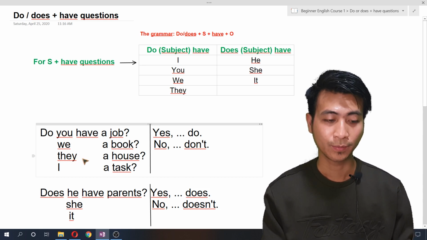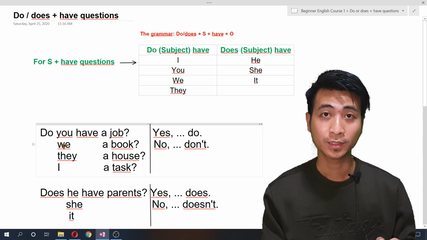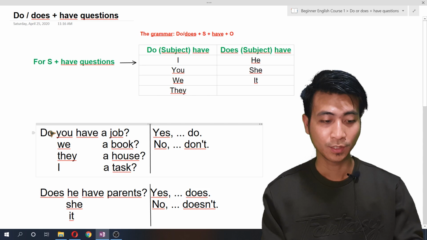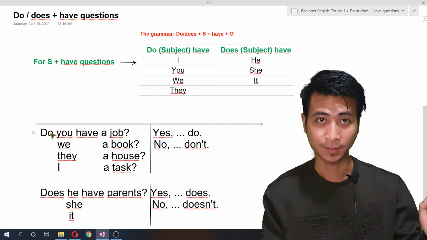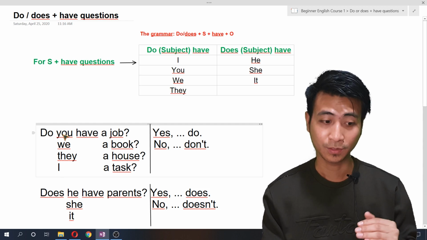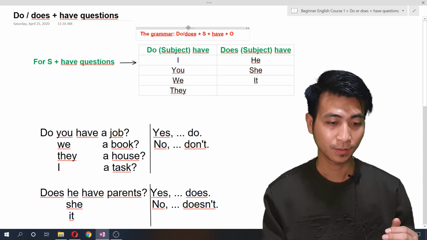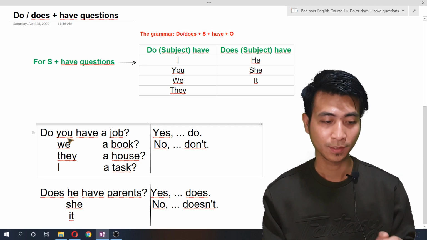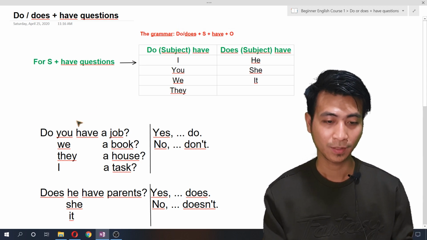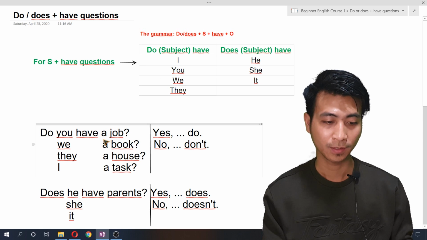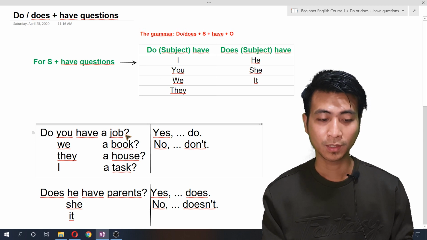And remember again, for the interrogative sentence in a yes/no question, we have to put do or does in the front of the sentence, and then you put the subject after do. Look at the grammar on the top here. Do or does plus subject plus have or verb 1, and then plus object, here, a job.